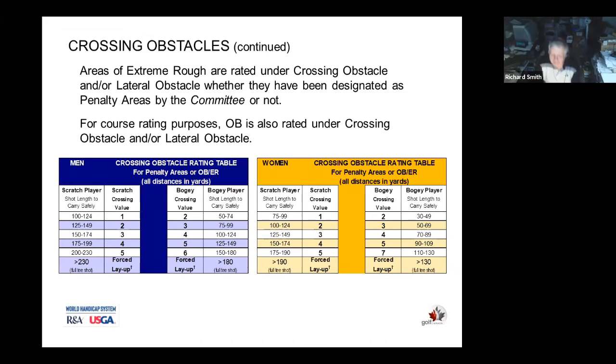So the tables look like this. As you can see from the table, for the men, if the carry over the area of, say, extreme rough is less than 100 yards, essentially the table value is 0. There is no table value. And for bogey, if it's not at least 50 yards, there's no table value for bogey. For the women, similar, but it's 75 and 30 yards respectively for the scratch and bogey women.